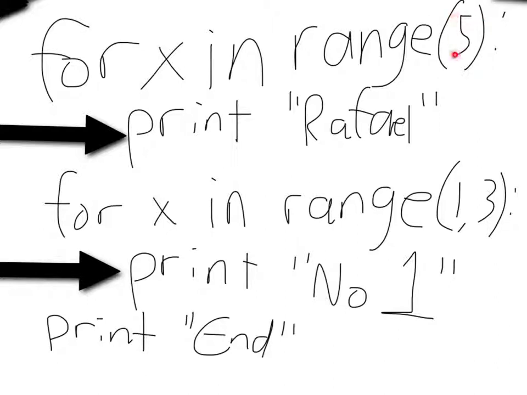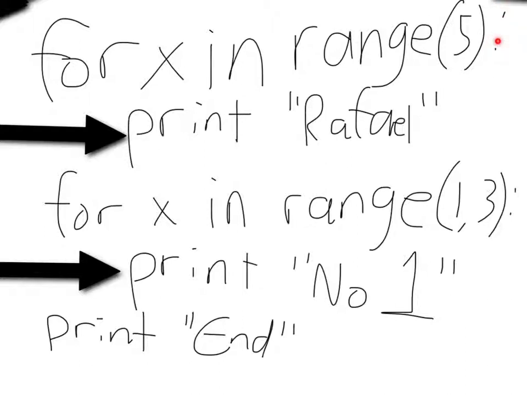Now when you say 5, you would think it's going to run this 5 times. But it doesn't. It goes 0, 1, 2, 3, 4, and 5. So it's actually going to print 6 times, because, believe it or not, guys, 0 is a number. It is a fact. 0 is a number.